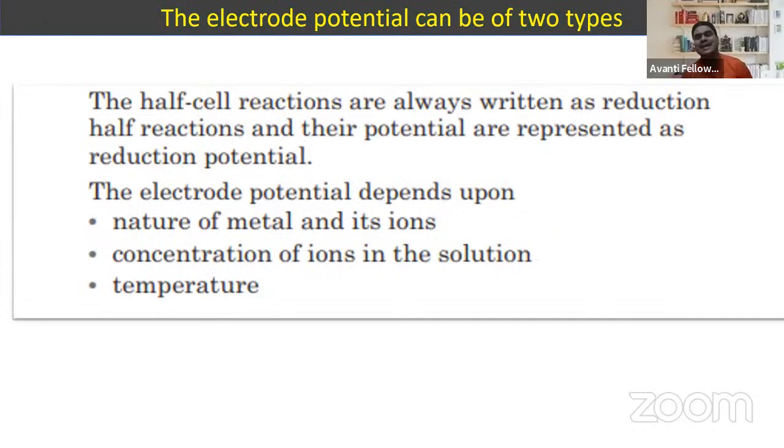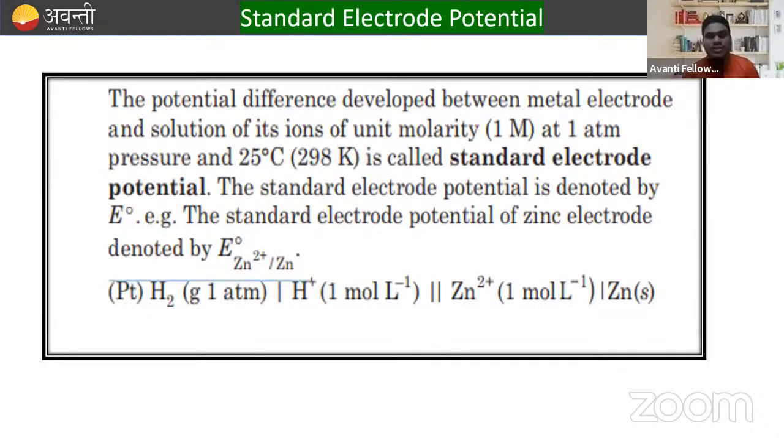So the electrode potential can be of two types. Basically, half cell reactions are always written as reductions, so the potentials are represented as reduction potentials. The electrode potential depends upon the nature of the metal and its ion, the concentration of ion in the solution, and the temperature. So this is all about electrode potential.